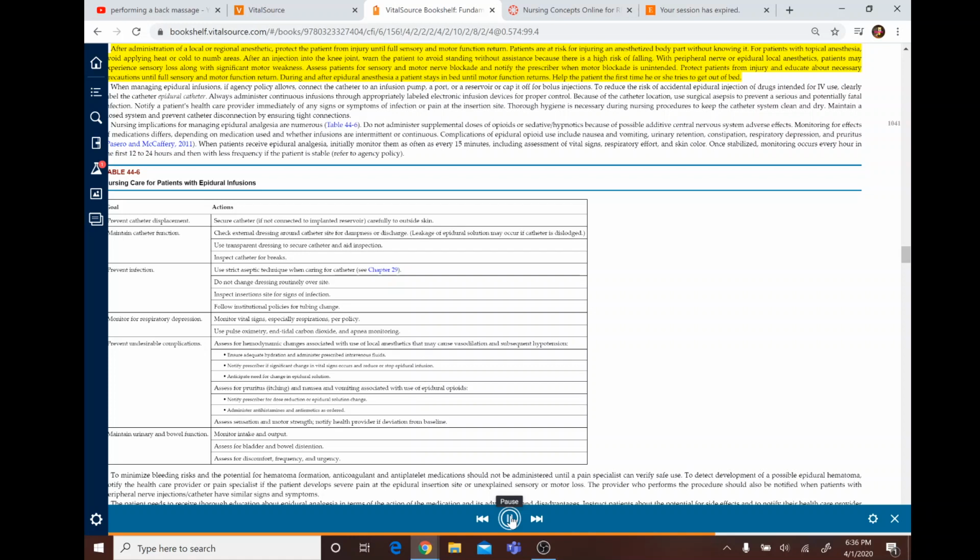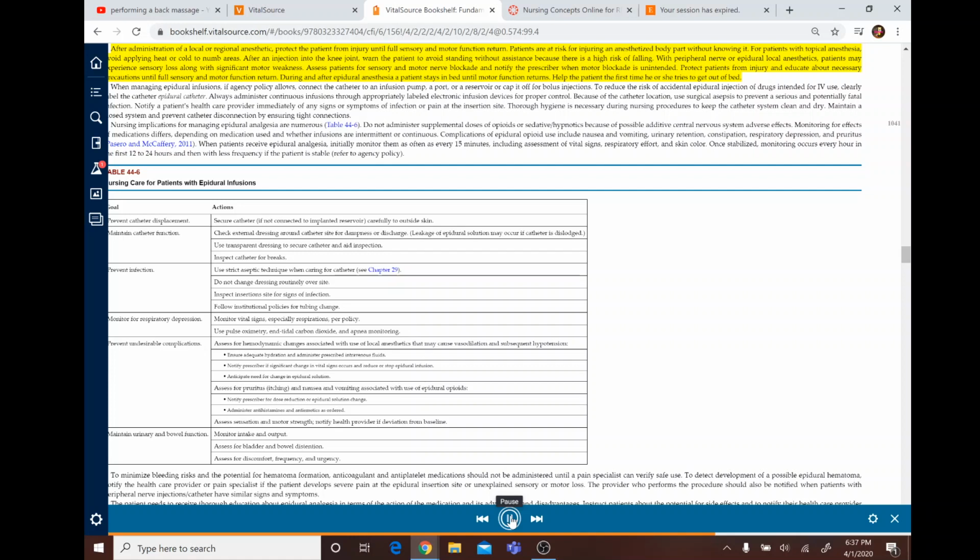After administration of a local or regional anesthetic, protect the patient from injury until full sensory and motor function return. Patients are at risk for injuring an anesthetized body part without knowing it. For patients with topical anesthesia, avoid applying heat or cold to numb areas. After an injection into the knee joint, warn the patient to avoid standing without assistance because there is a high risk of falling. With peripheral nerve or epidural local anesthetics, patients may experience sensory loss along with significant motor weakness. Assess patients for sensory and motor nerve blockade and notify the prescriber when motor blockade is unintended.